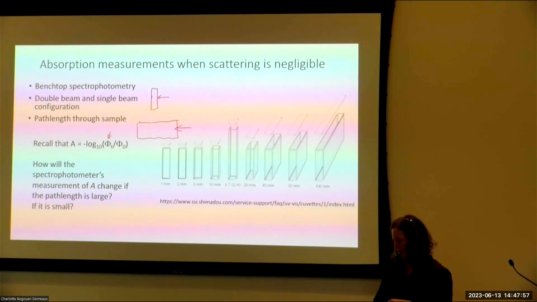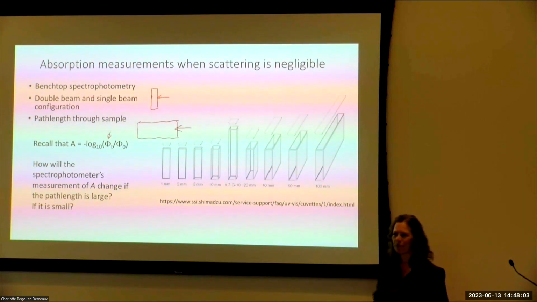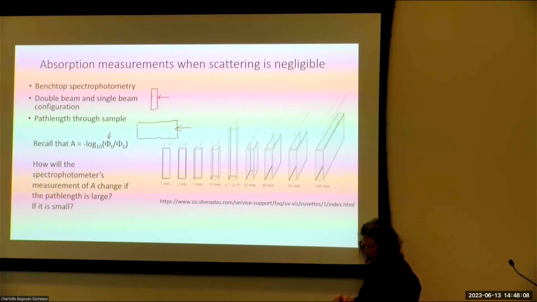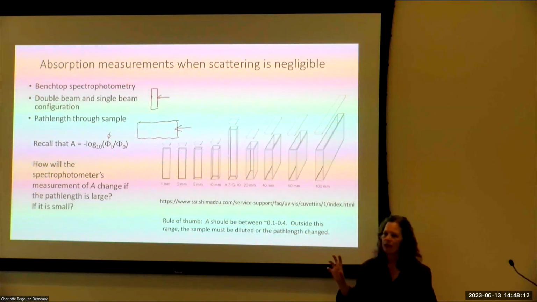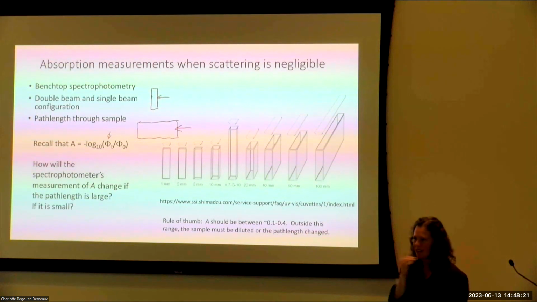So you have different path length cuvettes. This is a schematic from a vendor again, I think, showing all the things you can buy to change the path length of your sample. And the goal is to have absorbance always falling between about 0.1 and 0.4. If you have absorbance really low, then you're going to have really small differences, right? The transmitted light, you're going to have a lot of transmitted light coming out. And if you're trying to look at small changes, it might be difficult to resolve those.